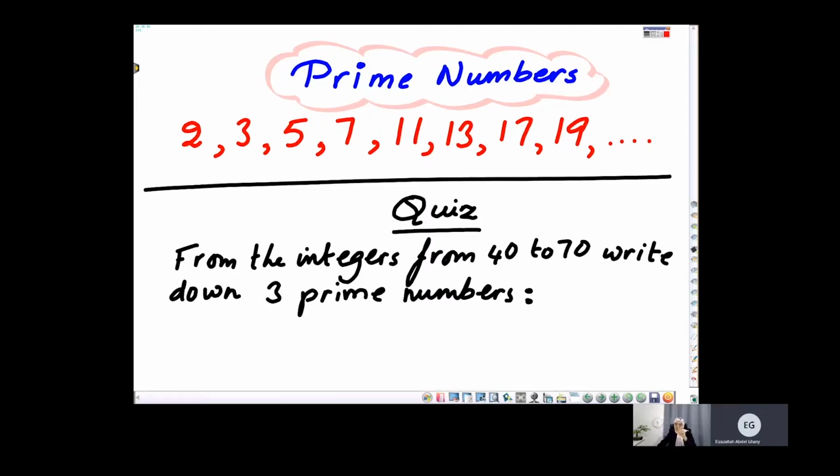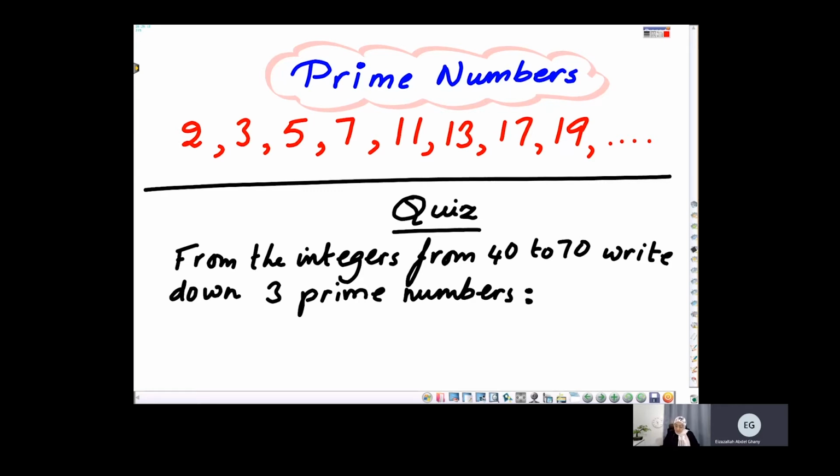40, of course, is not a prime number because it's divisible by 2. And 70 also is not a prime number because it's divisible by 2, 5 and 7. So I'm not speaking about the boundaries, which are 40 and 70. We are now discussing the numbers between 40 and 70, not including them. So from the integers from 40 to 70, write down 3 prime numbers.